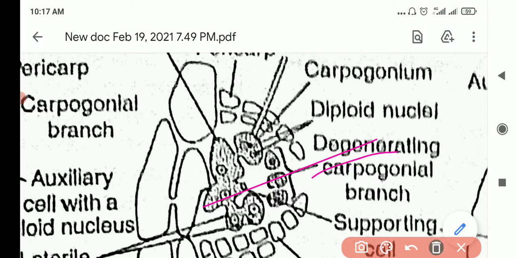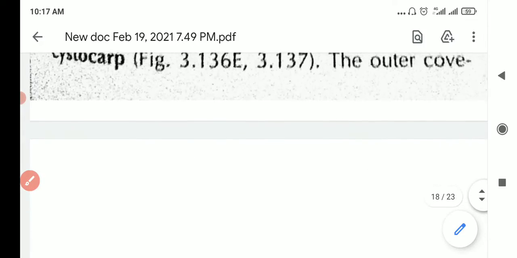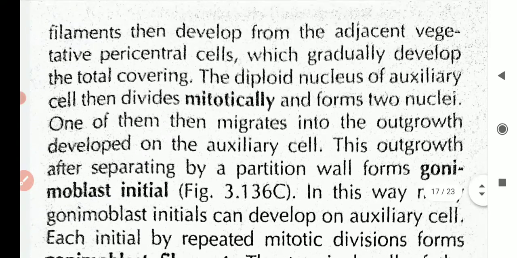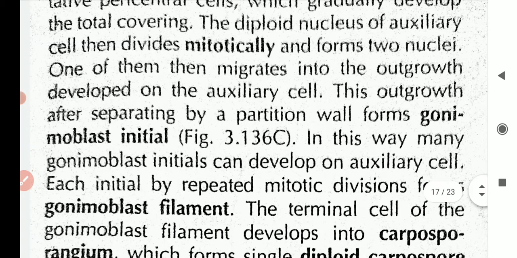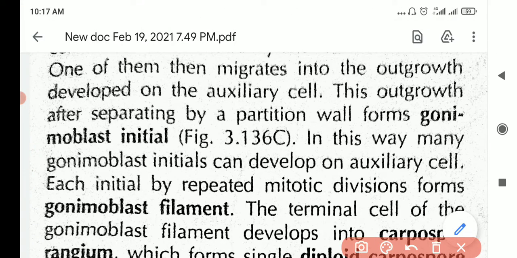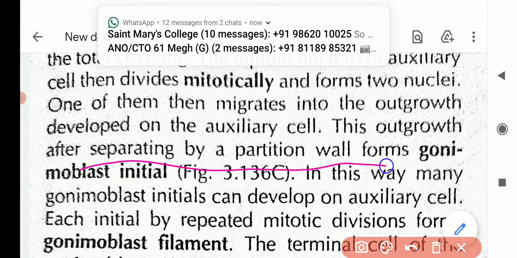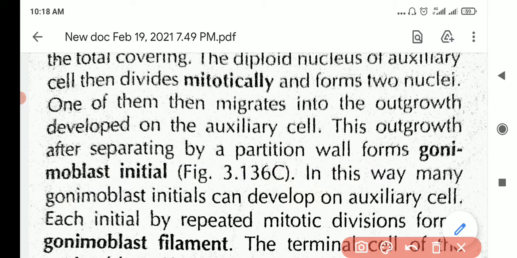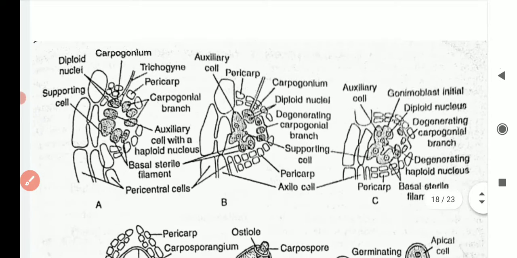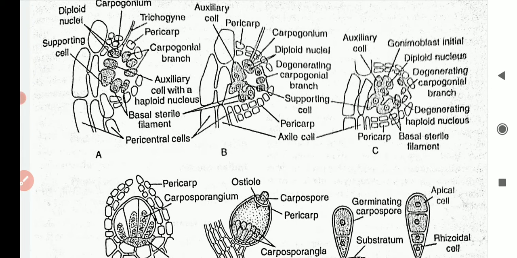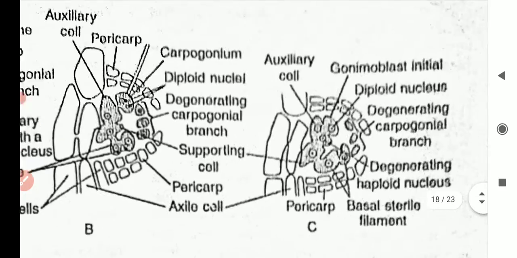Let's see again. It has migrated to the auxiliary cell. This outgrowth, after separation by a partition wall, forms the gonimoblast initial. Let's see the gonimoblast initial. I am not seeing it. Oh, there. We can see this one.